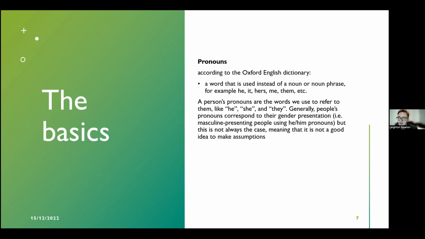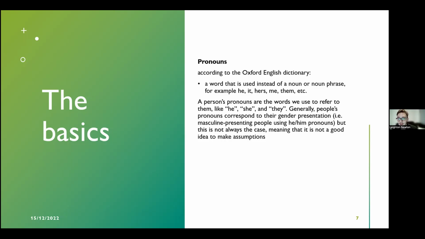So personal pronouns are, like you said, the words that we use to refer to them, like he, she, and they. Generally, people's pronouns correspond to gender presentation. So a lot of people feel comfortable saying, give the change to the man, or watch out for the lady as she crosses the road or something.